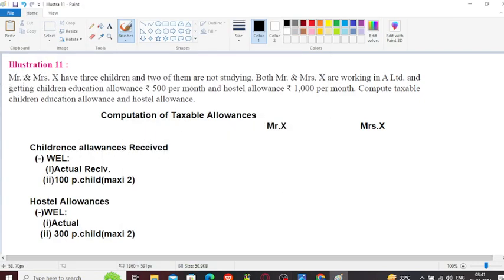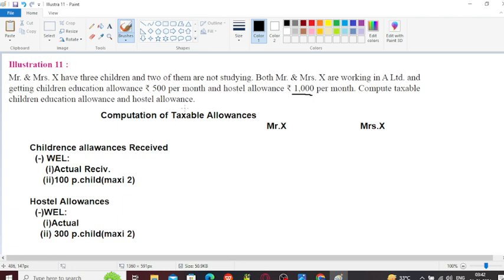Illustration 11. Mr. and Mrs. X have three children and two of them are studying. Both Mr. and Mrs. X are working in a limited company and getting children educational allowance of rupees 500 per month and hostel allowance of rupees 1000 per month. Compute taxable children educational allowance and hostel allowance.